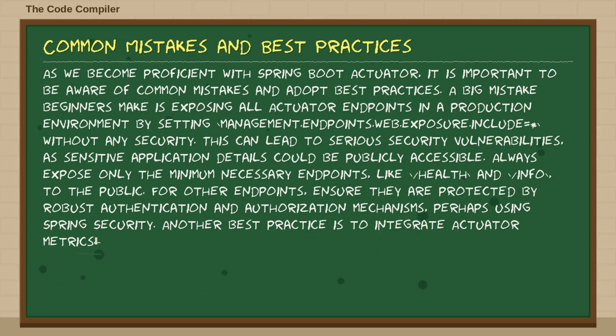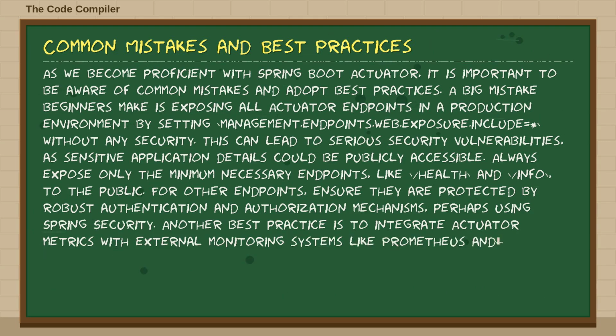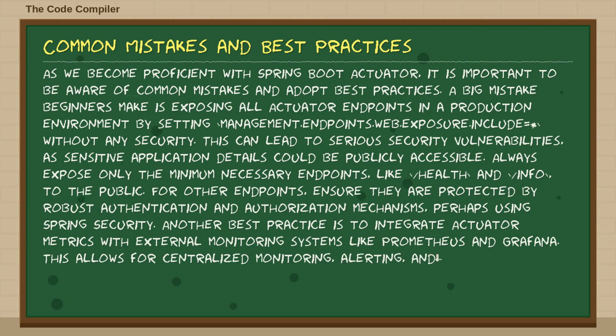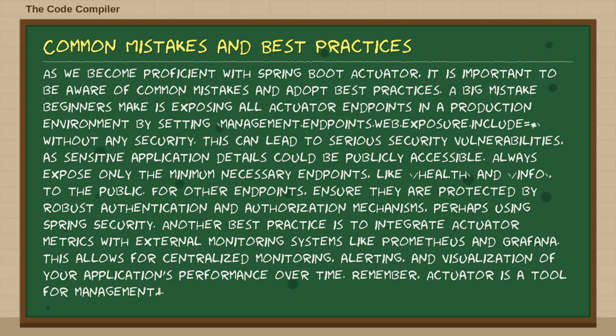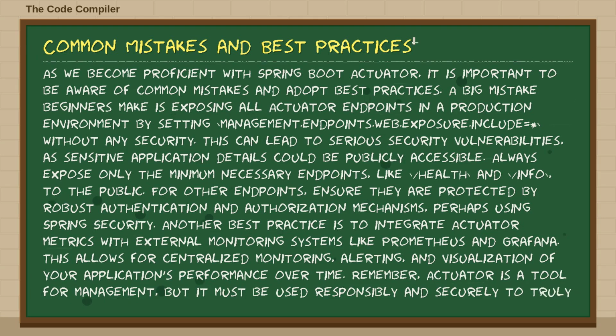Another best practice is to integrate actuator metrics with external monitoring systems like Prometheus and Grafana. This allows for centralized monitoring, alerting, and visualization of your application's performance over time. Remember, actuator is a tool for management, but it must be used responsibly and securely to truly benefit your applications.